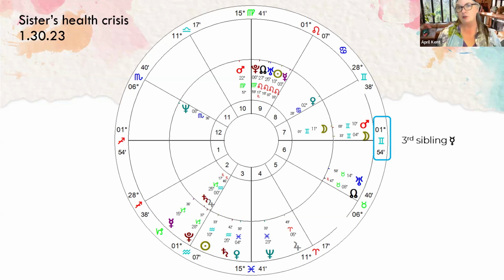This was 5 days after her grandchild was born. But she is my third sibling. So 1, 2, 3, 1, 2, 3. And she is my third sibling. On this, her health is represented by 1, 2, 3, 4, 5, 6, the 6th house from her, which again has Scorpio there and is ruled by Mars.